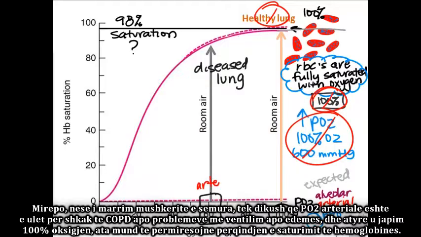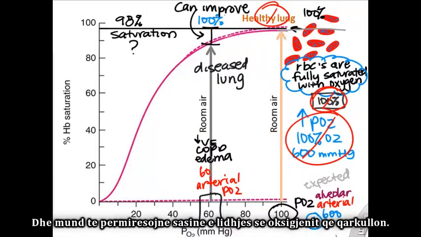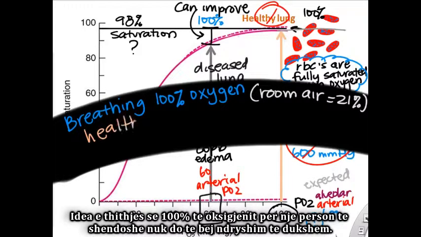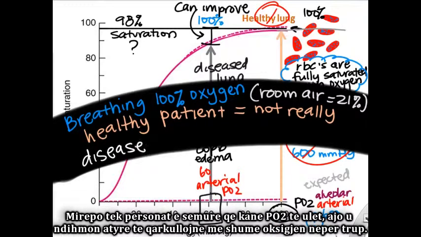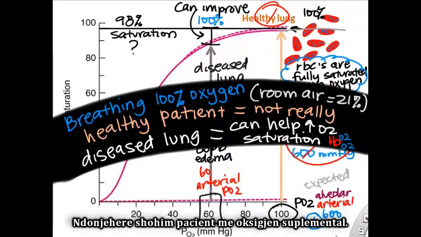But if you take a diseased lung, and somebody whose arterial PO2 is reduced because of COPD or ventilation problems or edema, and you put them on 100% oxygen, well, they can actually improve their hemoglobin saturation, and they can improve the amount of bound oxygen circulating around. So breathing 100% oxygen for a healthy person won't really do much. But for a diseased lung or a patient that has a low PO2, it'll actually help them circulate and carry more oxygen around the body. And you'll see patients sometimes on supplemental oxygen.